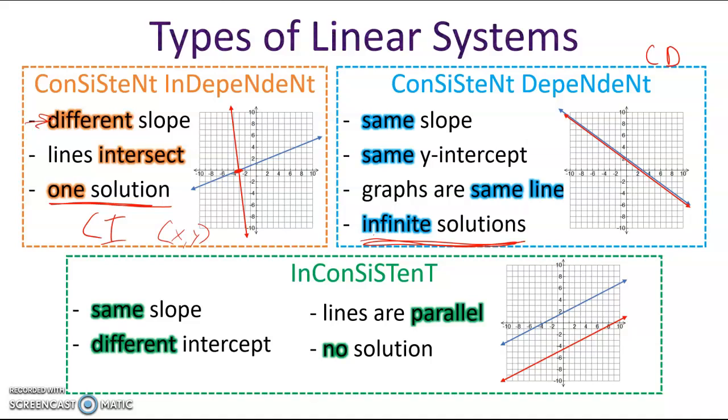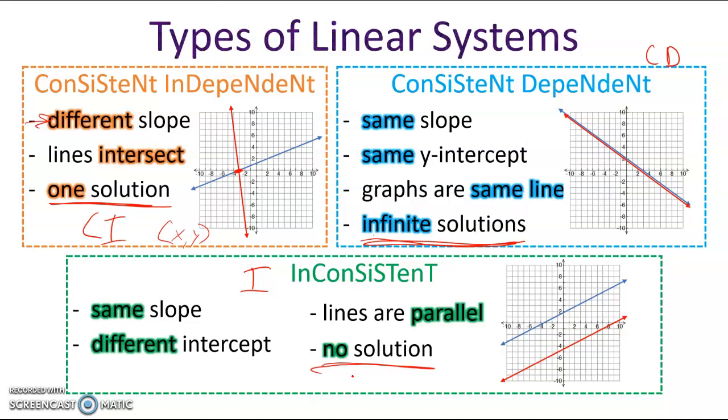Again, consistent dependent systems have infinite solutions and are essentially the same lines on top of each other. And then the last ones we have are inconsistent, which we classify as I. They are systems that have the same slope but different intercepts. Lines that are parallel have the same slopes but different y-intercepts. So these lines are parallel, and these systems have no solution. Inconsistent systems of equations have no solutions: same slopes, but different intercepts.